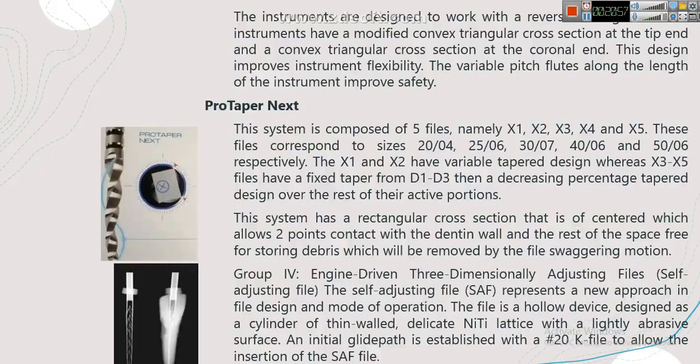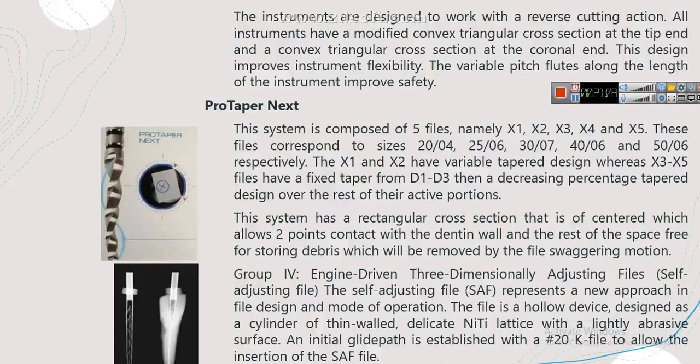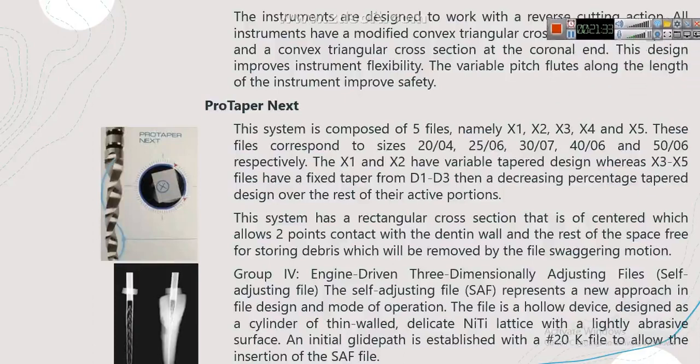The instruments are designed to work with a reverse cutting action, anti-clockwise. All instruments have a modified convex triangular cross-section at the tip end and a convex triangular cross-section at the coronal end. This design improves instrument flexibility. The variable pitch flutes along the length of the instrument improve safety. When we talk about safety, it is about the separation of the file within the canal system.